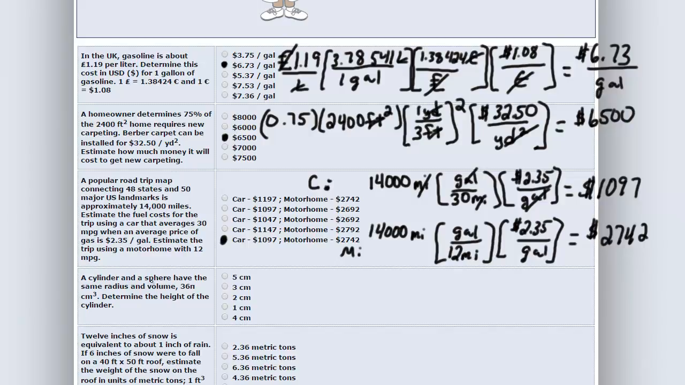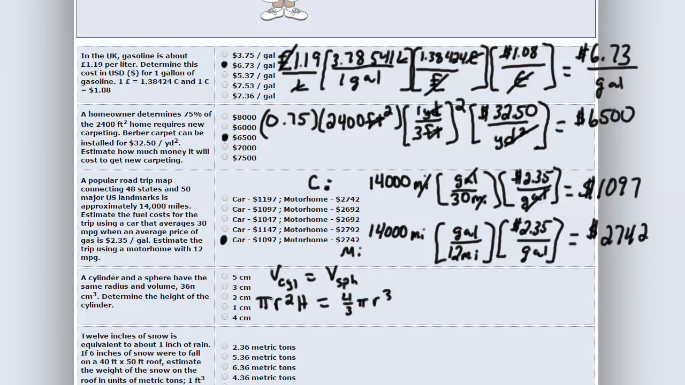A cylinder and a sphere have the same radius and volume, and the volume is 36 pi cubic centimeters. It says determine the height of the cylinder. So the cylinder and sphere have the same radius and the same volume. So the volume of a cylinder has to be equal to the volume of the sphere. The volume of the cylinder is pi times r squared times the height of the cylinder. And the volume of the sphere is 4/3 pi r cubed.